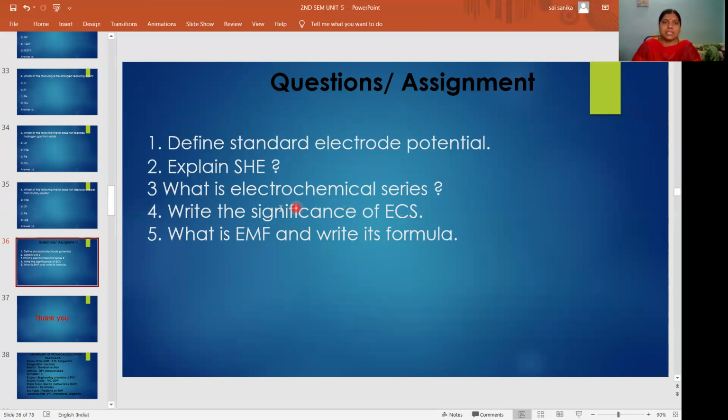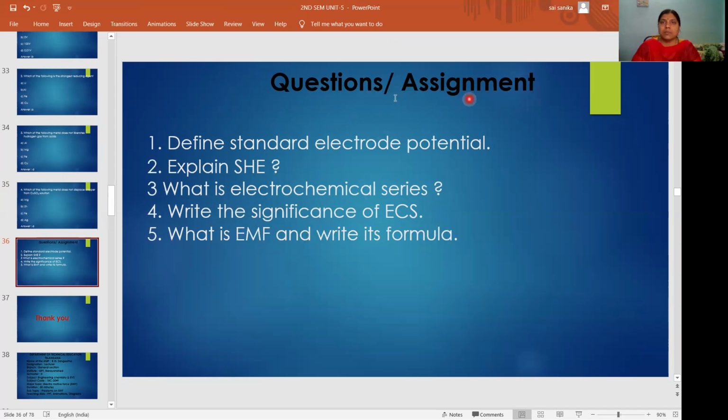Among these questions, the one repeated maximum is: what is electrochemical series and what is the significance of electrochemical series? The significance you will get for 5 marks, and the electrochemical series definition for 1 mark. And the EMF formula and definition. Anyways, you have problems on this EMF. If you know the formula, you can solve the problem. So assignment also and questions also.